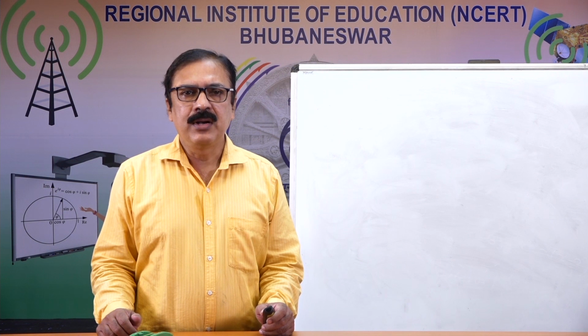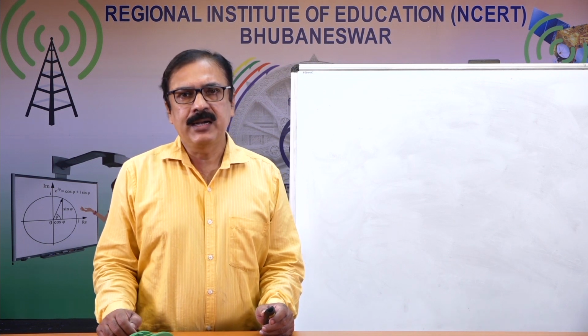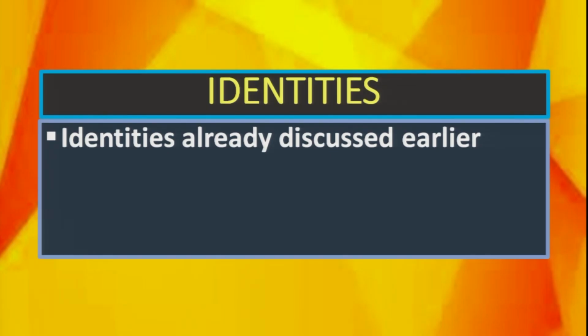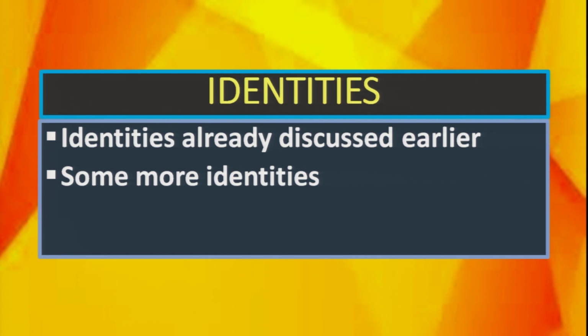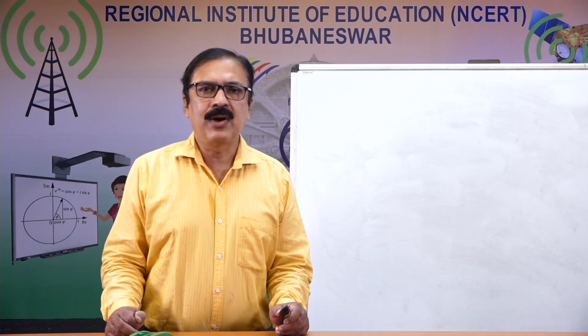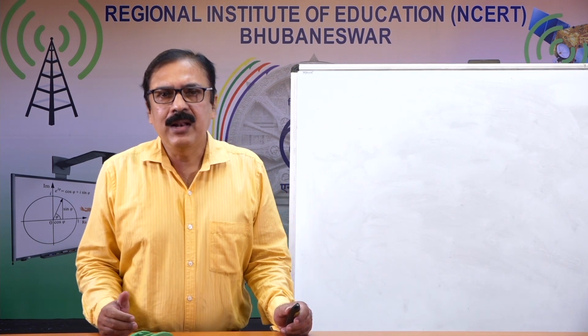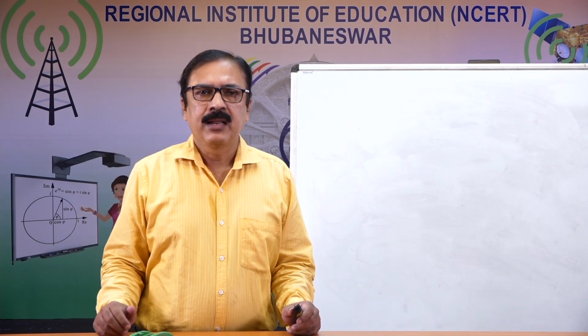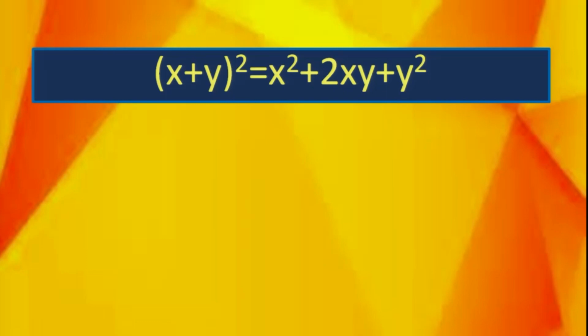Here, we will discuss some identities already discussed in our previous classes and some more identities, and their application. Now, this is one very familiar identity: x plus y whole square is equal to x square plus 2xy plus y square.